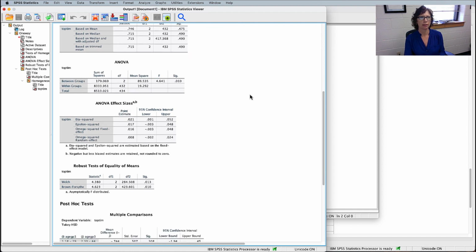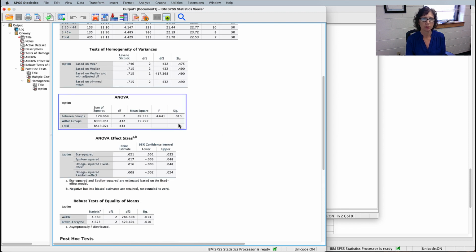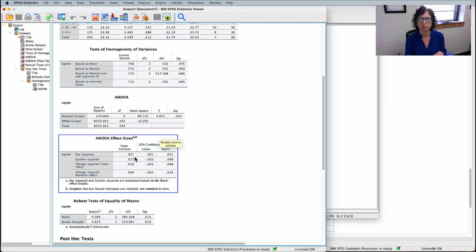So now let's look at our model. The model level test is the ANOVA, the F test. And we're seeing that it is a significant test. We have our F-stat, our degrees of freedom, our significance level, and then down in the next table, ANOVA effect sizes, we have eta squared, which is what we use as an effect size for ANOVAs. And our point estimate is 0.021. So we have a significant ANOVA, but we also have a small effect size for that test.